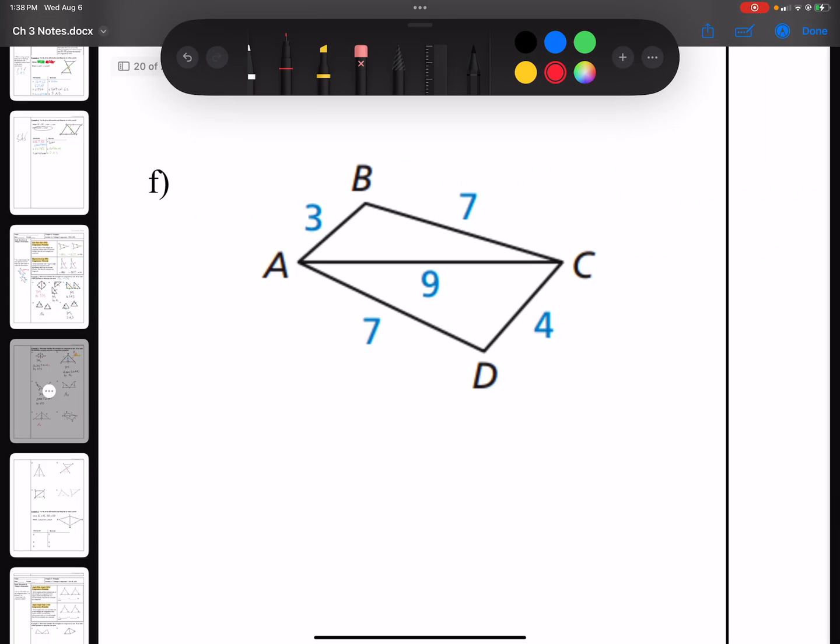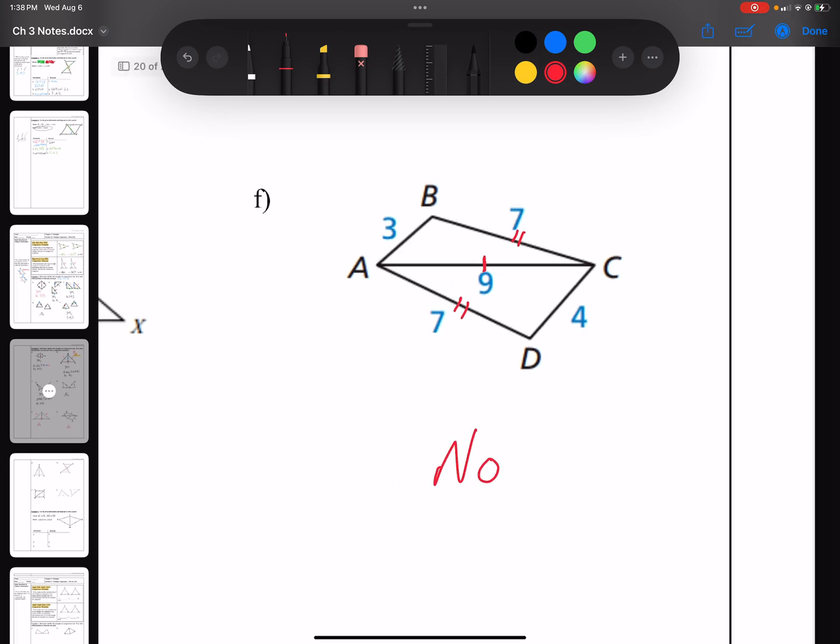All right, this side is equal to itself. 7 equals 7, but does 3 equal 4? No, we don't have three pairs of equal sides. We only have two, and the third sides aren't equal, so that one is going to be a no.